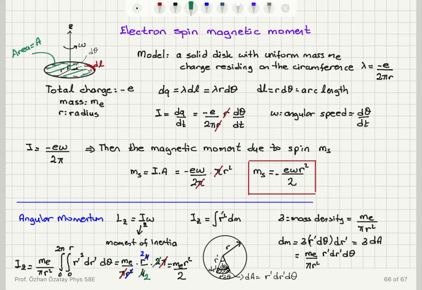Now, the angular momentum for a solid disk is I z omega for rotations about the z-axis. So this is going to be found by calculating the integral of r prime squared dm. The mass density is the mass of the electron divided by pi r squared. Remember, I'm assuming uniform mass distribution. So for a differential mass element, I can calculate sigma dA, which is sigma r prime d theta dr prime. And if I integrate it over all possible radial distances from 0 to r and all possible angles from 0 to 2 pi, I obtain m r squared over 2 as the moment of inertia.